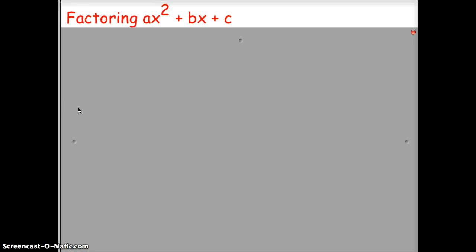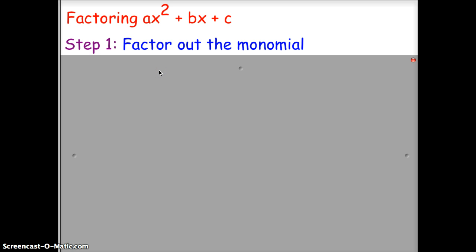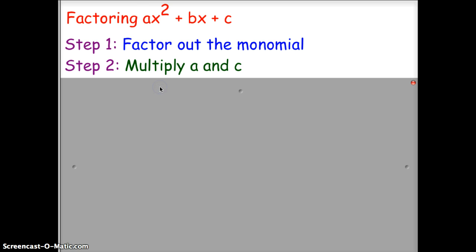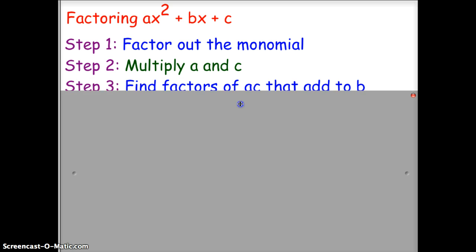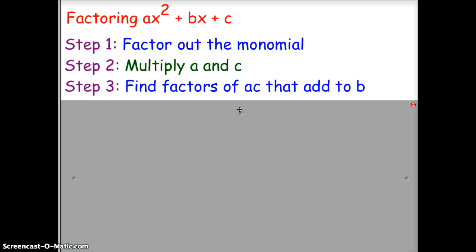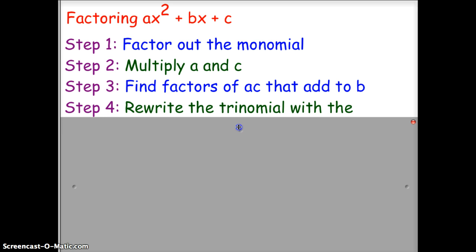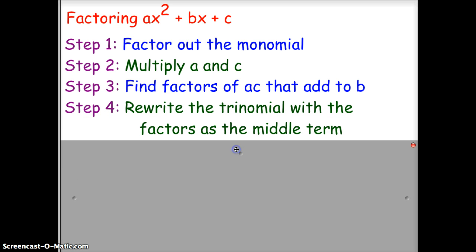We're first going to look at the 7 steps in the 7-step method. I would highly recommend writing these down. So factoring ax squared plus bx plus c. Step 1, factor out the monomial, if one exists. Step 2, multiply a and c together. Step 3, find the factors of a and c that add to b. Step 4, rewrite your trinomial with the factors that you just found from step 3 as the middle term.